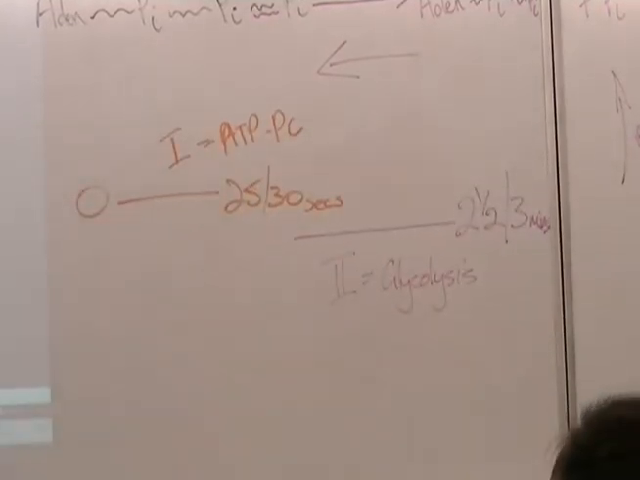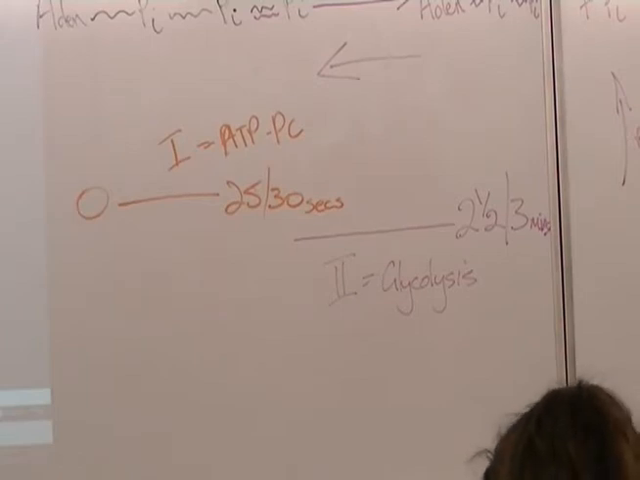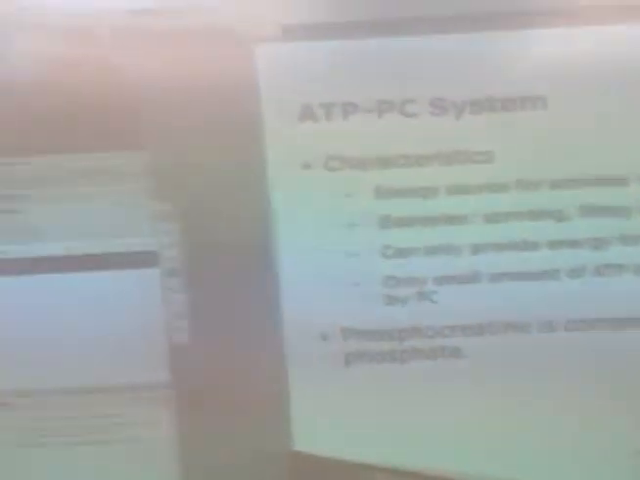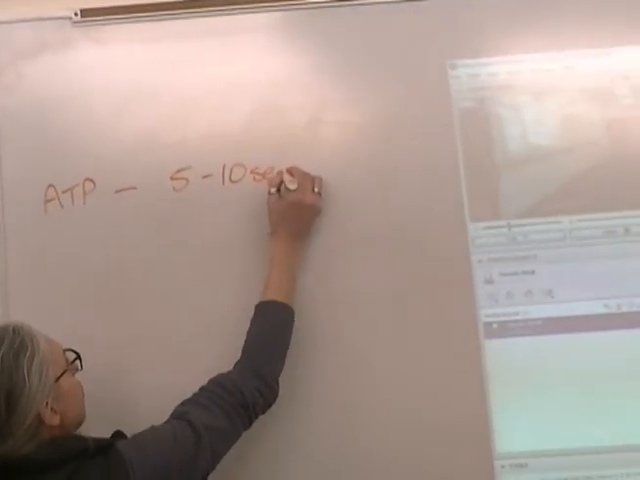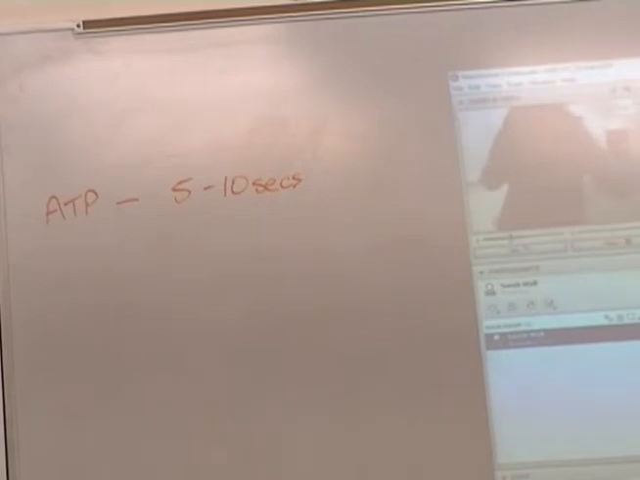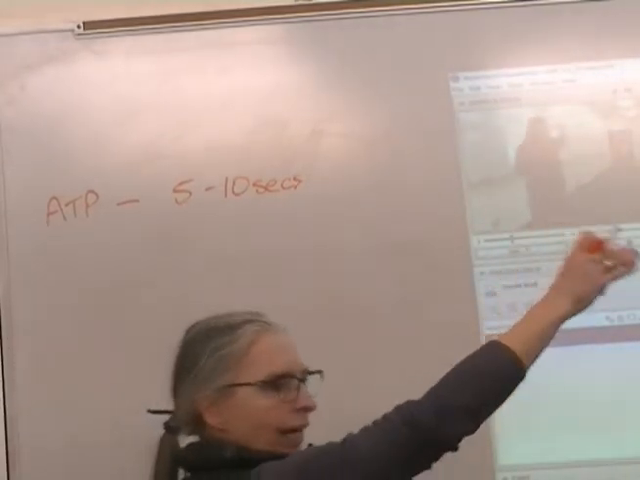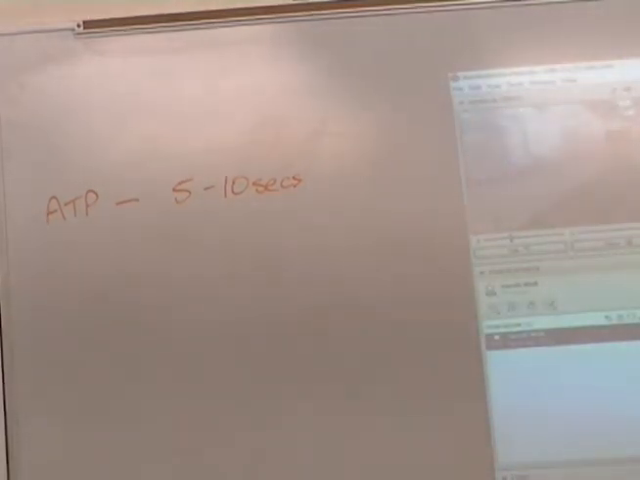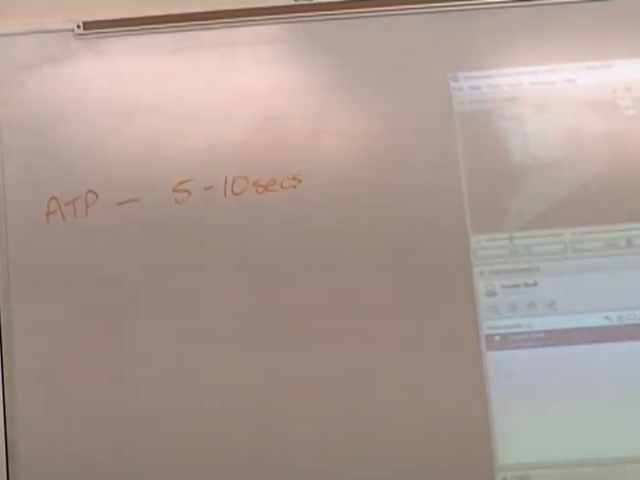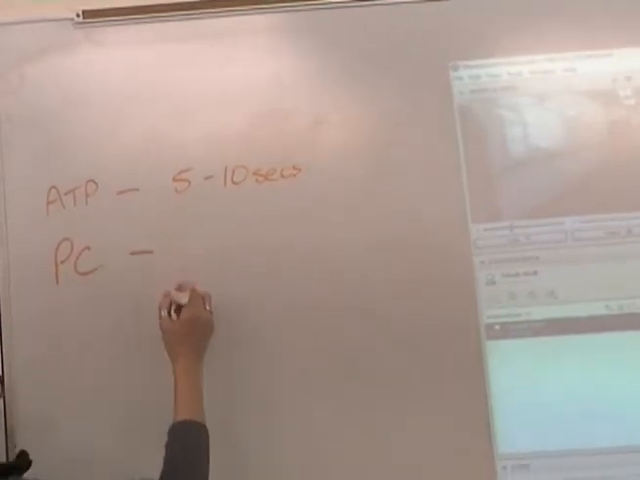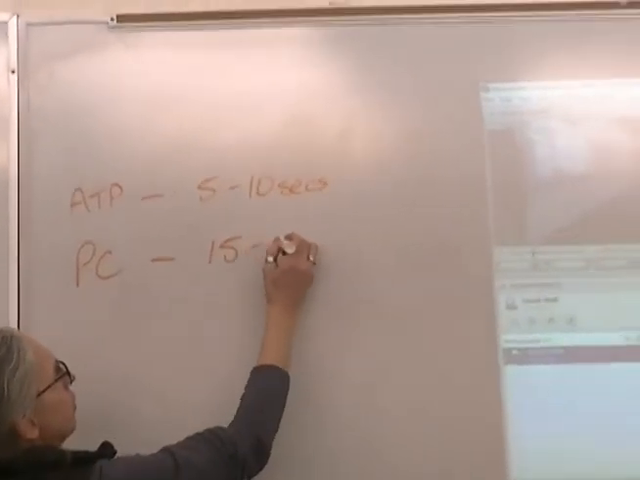Okay. So my ATP, generally within the muscle cell, I have somewhere around 5 to 10 seconds worth of ATP, right? So I've got some ATP just sitting in the muscle cell that I can immediately break down and get at that energy bond for muscle contraction. Okay. The other energy molecule, phosphocreatine, we have somewhere in the region of 15 to 20 seconds.